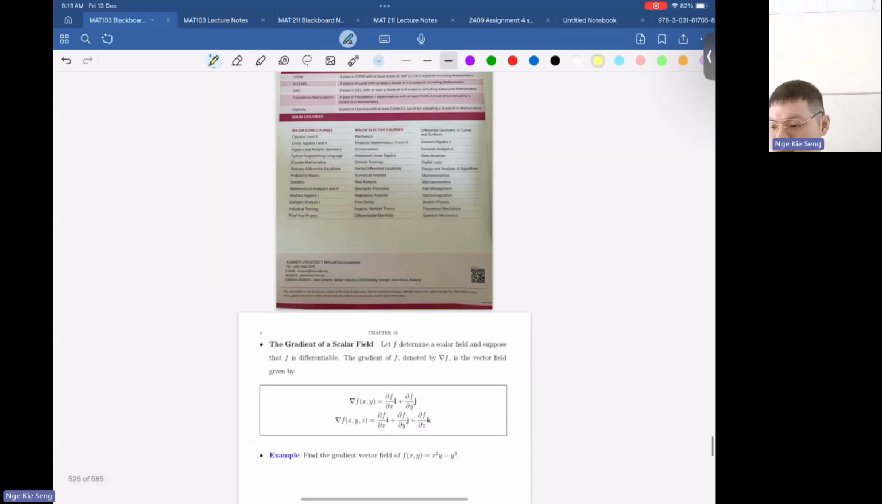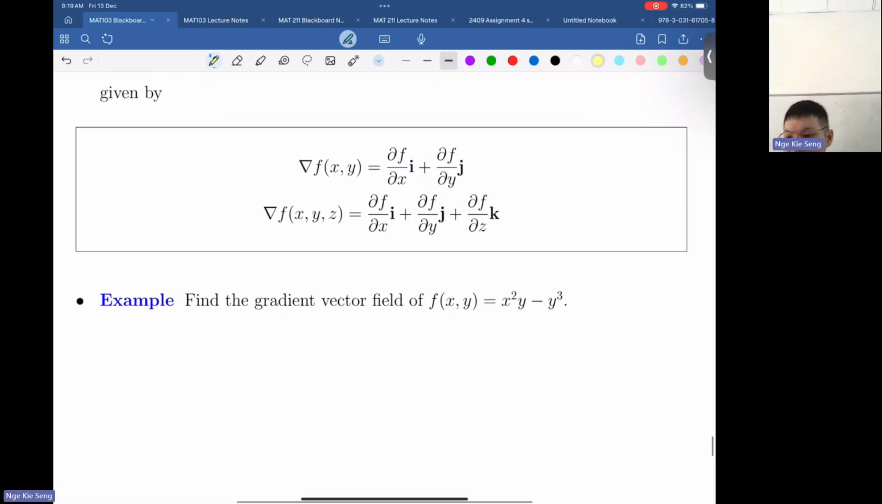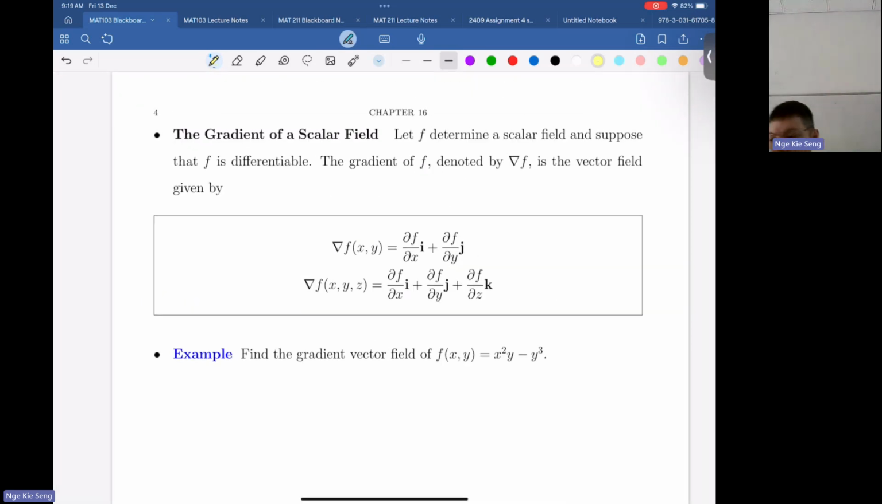Let's quickly do one exercise here. If the question asks you to find a gradient vector field, it means you want to find the gradient of f. Look at this function f(x,y). This is a scalar function going from R2 to R, because if you substitute x and y in R, you will get a real number out of this.